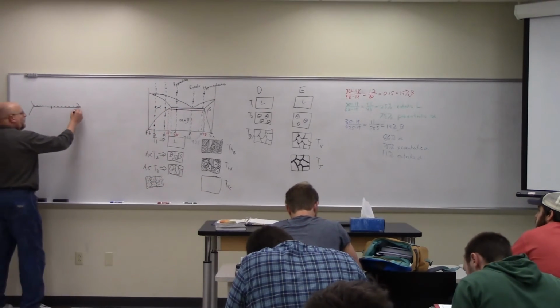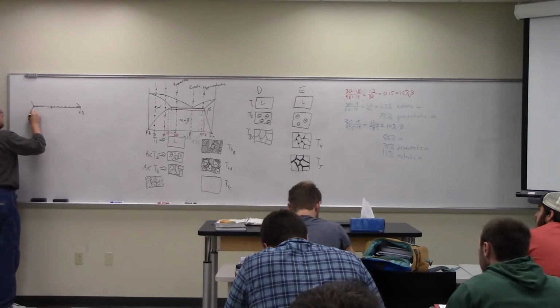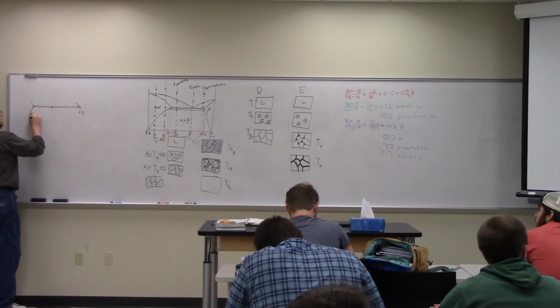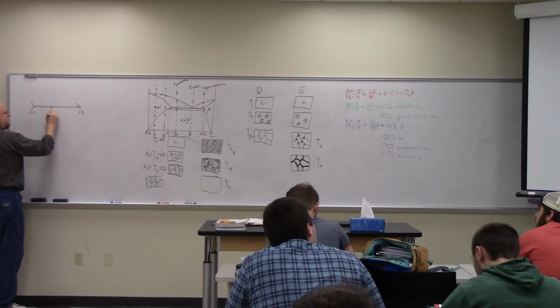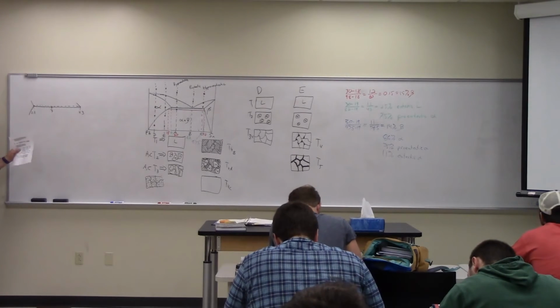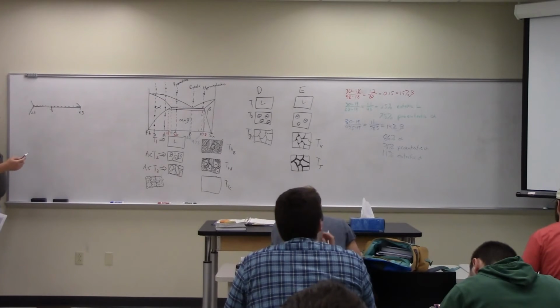We know that this point here is 4.3. We know that this point here is 2.11. And this is 3. That make sense to everybody? I got those numbers? So I want to find out the amount of gamma. What do I do?